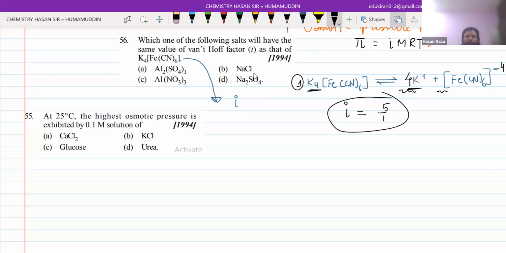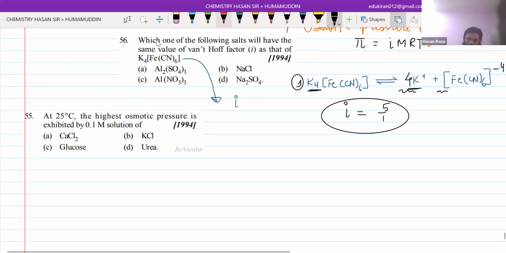Now what you need to do is calculate i for the different salts. I think you will be getting i equal to 5 in this case. In this case, you will be getting 4. In this case, 3. In this case, 2. In this case, 5. So the answer is A. Are you getting my point, both of you, Austin and Humamuddin? Yes, sir. Very good.